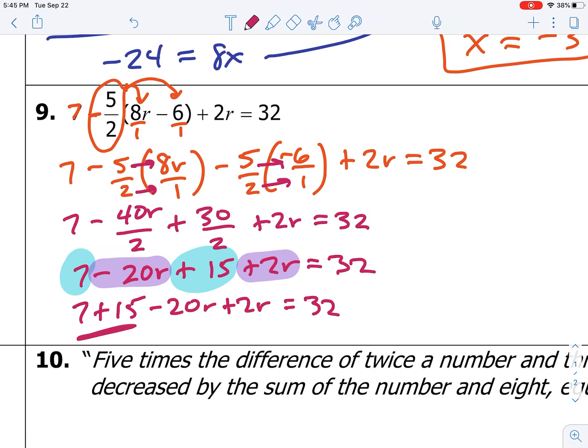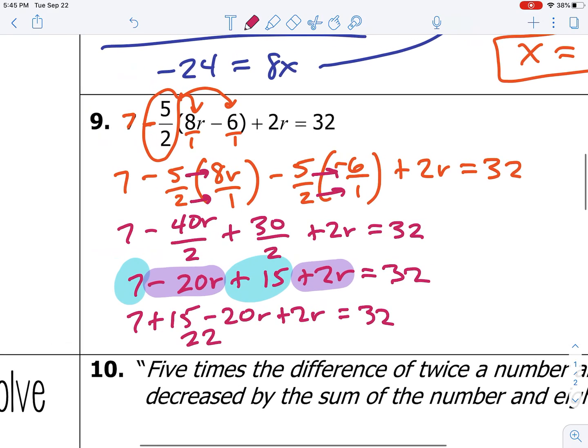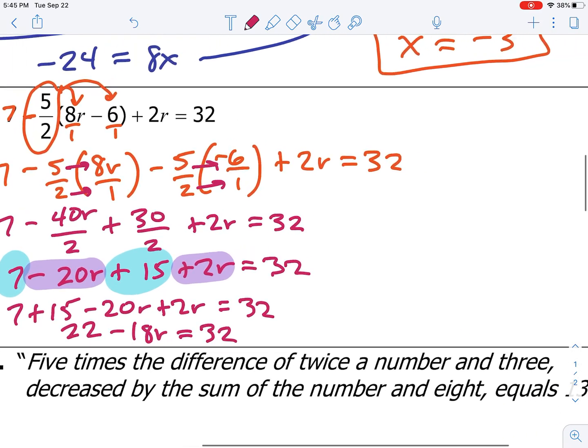What is 7 plus 15? 7 plus 15 is 22. What is negative 20 plus 2? The signs are different, so we need to subtract, take 2 away from 20, and we get 18. What kind of 18? Well, since 20 is negative, and that's the bigger number, we have a negative 18r equals 32.